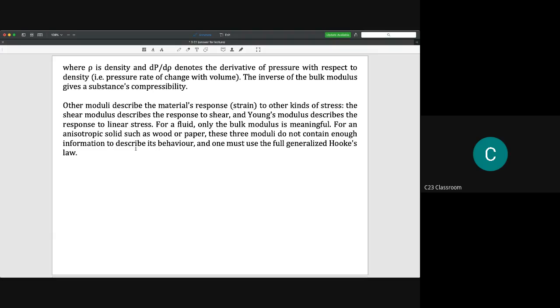The shear modulus describes the response to shear, and Young's modulus describes the response to linear stress. For a fluid, only the bulk modulus is meaningful. For an anisotropic solid such as wood or paper, these three moduli do not contain enough information to describe its behavior, and one must use the full generalized Hooke's law.